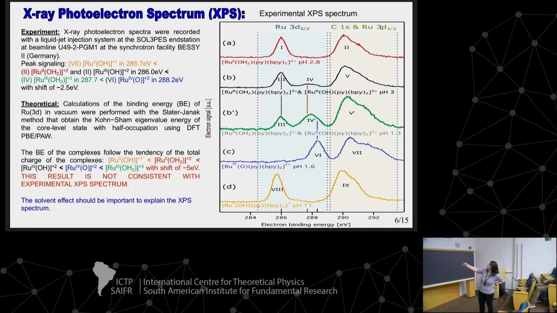So we are looking at this orange, red, black, green, and blue. So the idea is that we have this order: orange, red, black, green, and blue. And the difference in energy between all these peaks is around 2.5 eV.